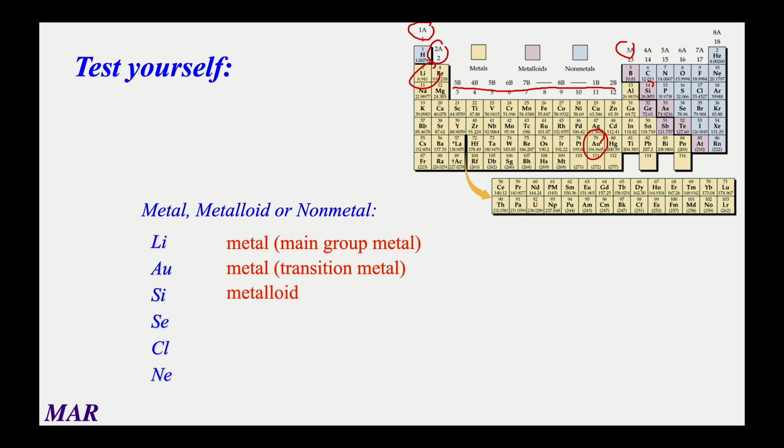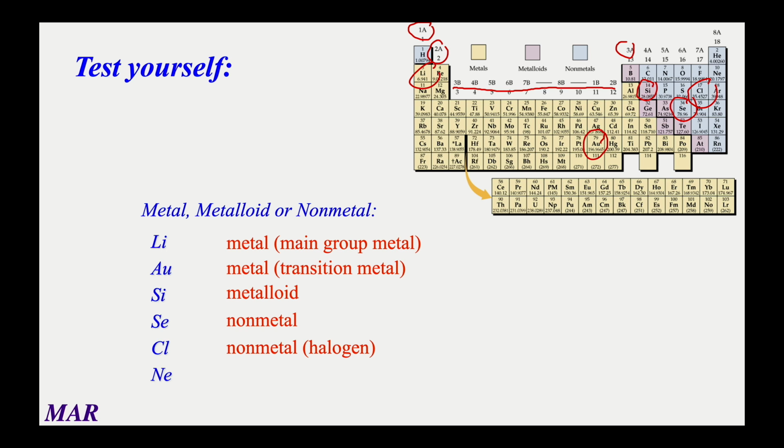Silicon is one of the purple ones, so that's a metalloid. Silicon can act both like a metal and a nonmetal. Selenium, which is number 34. Selenium is a nonmetal, so no problem. And chlorine, up to the right of selenium, that's a nonmetal as well.